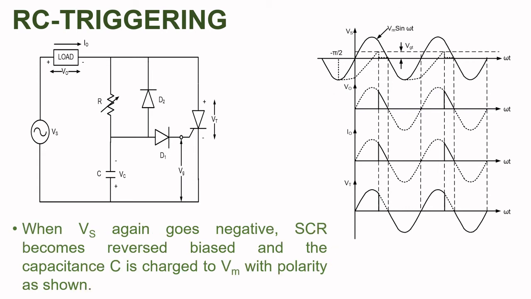When Vs again goes negative, that is when the supply voltage comes in its negative half cycle, then the capacitor again starts charging with the negative polarity. During this time, the SCR is reverse biased and SCR turns off due to natural commutation.